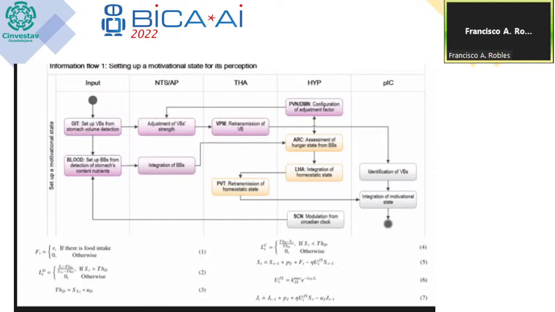The bloodstream biomarkers are integrated in the nucleus tractus solitarius and sent to assess and produce a hunger state in the nucleus arcuatus, equations 21 to 22 in the next slide. Part of a complete homeostatic state by the lateral hypothalamus is incorporated with hunger sensation in the insula, posterior insula.